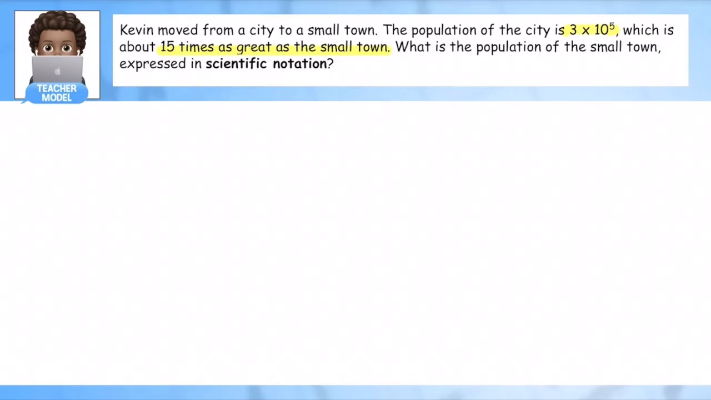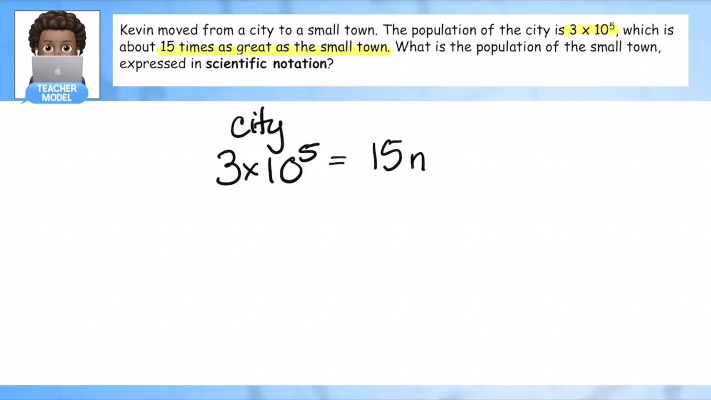Okay, so given there are a lot of hotspots here, we have a 50-50 chance if you were to guess, and we don't want to go into the guessing mode. But what do we know? We know that the city has a population of 3 times 10 to the 5th, and we know that that is 15 times greater than the town. So given that, if I want to find the population of the town, I'm going to divide both by 15. That will give me the population of the town.